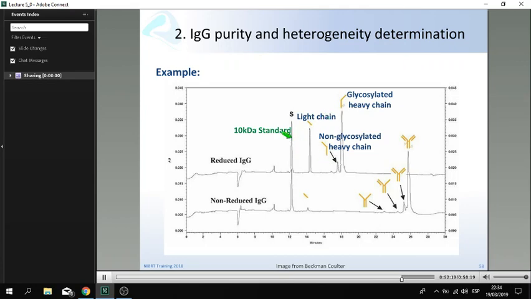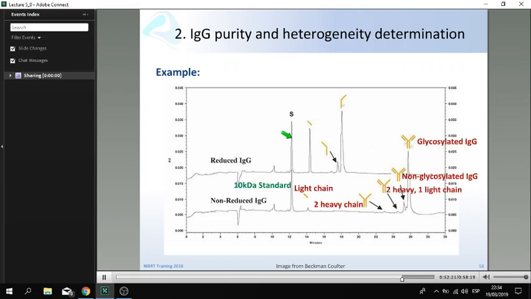In the sample underneath, we are looking at non-reduced IgG, and what we are seeing now is mostly our glycosylated IgG. We're seeing a little peak of non-glycosylated. Some of your antibody will always break into smaller pieces, so you are allowed to see certain small percentages of antibody that lost 1 light chain, or antibodies that only have heavy chain, and then you see little light chains here, because antibody does get a little bit broken up in your process.